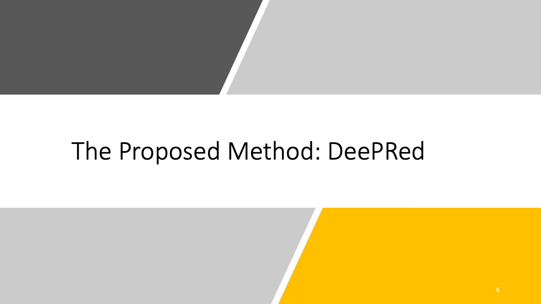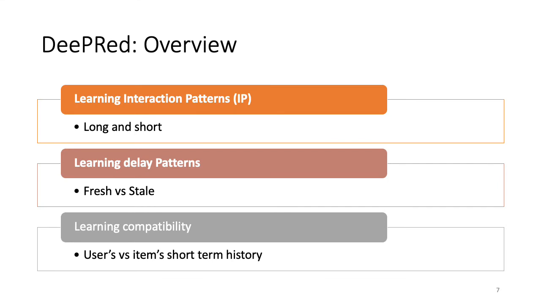Now let us discuss the details of the proposed method, which is DeepRead. DeepRead has three key ideas. The first is learning the way users and items interact with each other, and we do this from a long-term and a short-term interaction perspective. The second is, which is this one, learning the delay patterns, which helps us to identify fresh interaction patterns, which are commonly considered to have an impact on future interactions. Finally, we learn compatibility across the interaction logs or events of users and items.